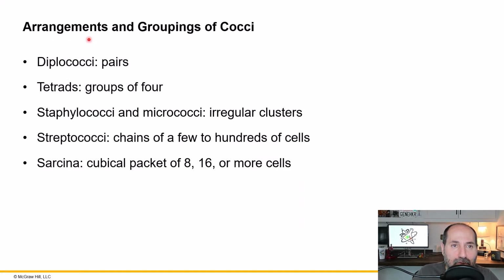Then we talked about arrangement. Remember, arrangement is how those shapes are paired up or lined up or how they're grouped up. So we have diplo. Diplo means pairs. Tetrads means groups of 4. Staphylo means irregular clusters. Strepto means chains.